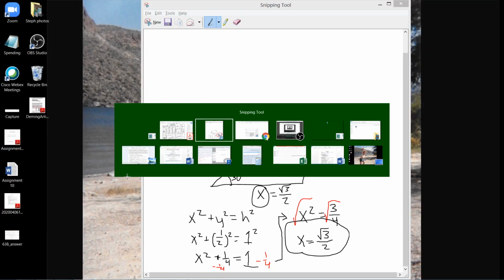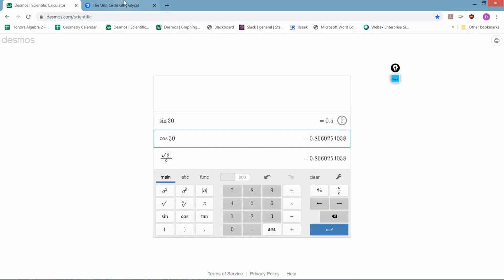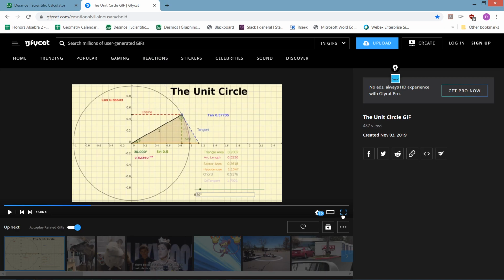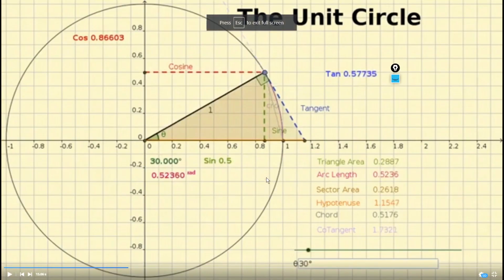Let's go back to our unit circle, okay? And what I was trying to show you before, and this is when I said, I think I'll come back to this later, okay?